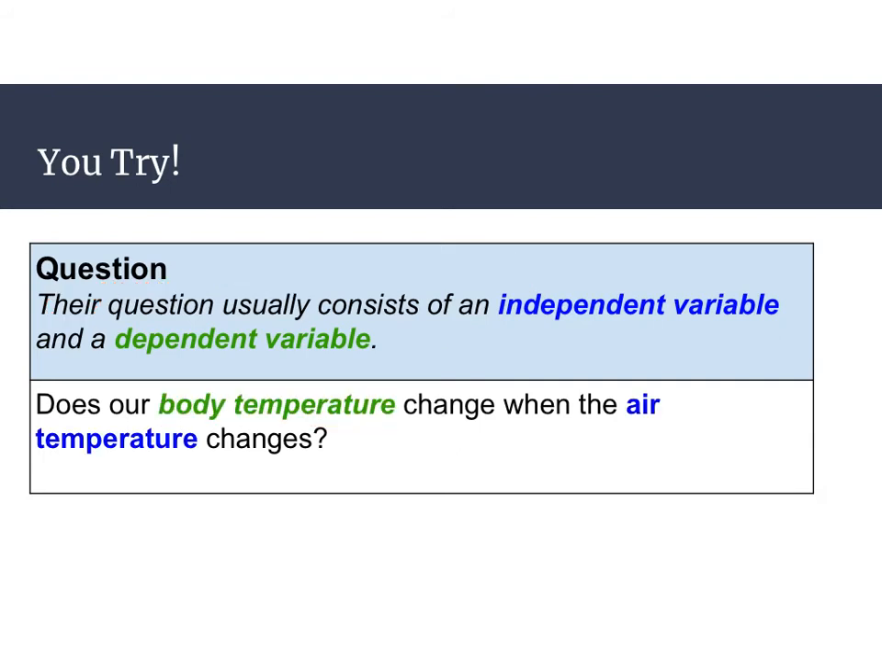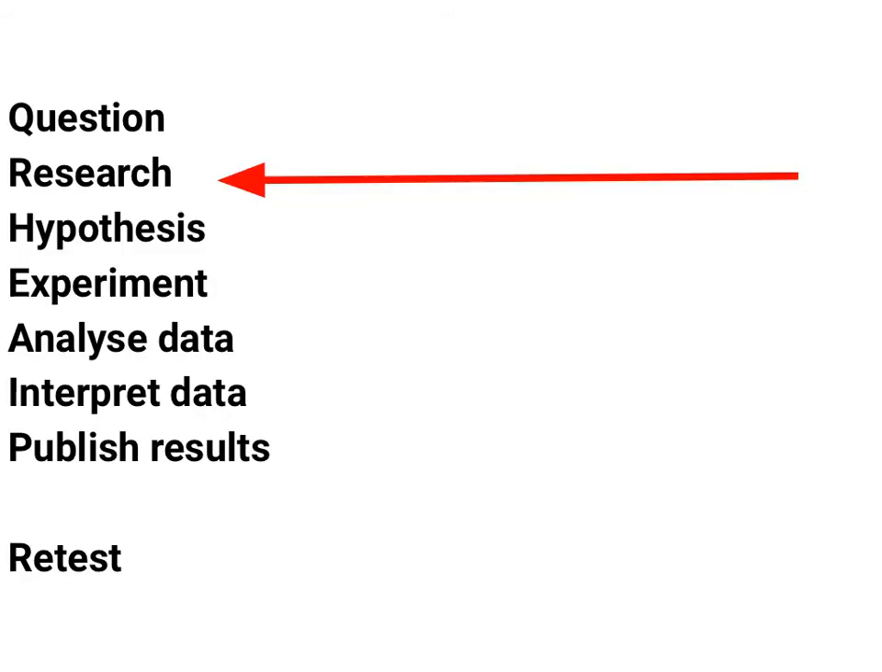And this should be what you get. Body temperature is dependent. Air temperature is independent. We're trying to determine, does the air temperature have an effect on the body temperature? So does our independent variable change our body temperature? That is our question that we're going to investigate, and you're going to practice investigating homeostasis by asking this question. All right, so now let's move on to research.